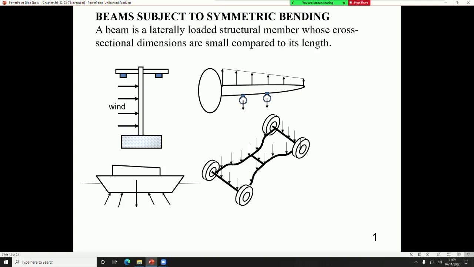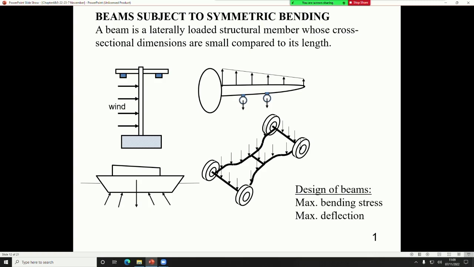But when it comes to theories of bending, the beam has a uniform cross-sectional area along its length. So if you look at the wing of an aircraft, it's a tapered beam. But theories of bending does not deal with tapered beams. It is concerned with beams which have uniform cross-sectional areas along their length. So if you're analyzing a tapered beam, then you need to find its effective area for your analysis. Still, you can use theories of bending.